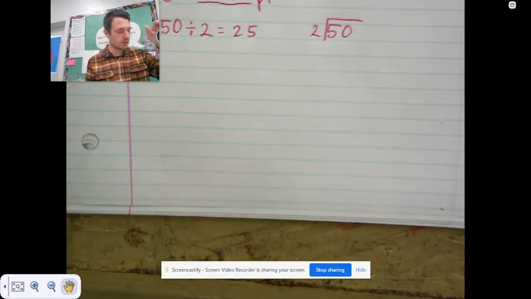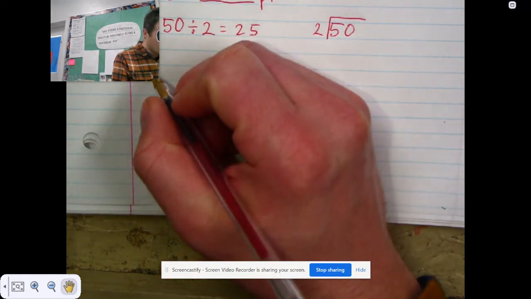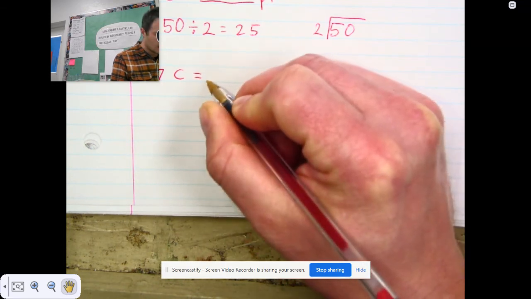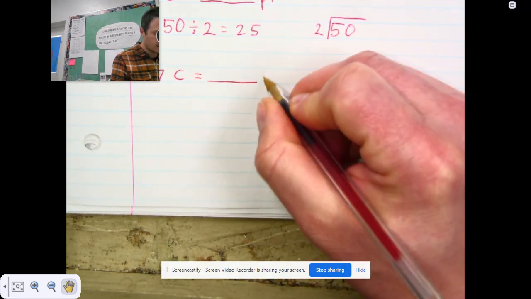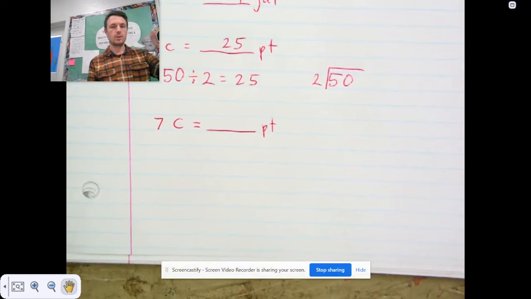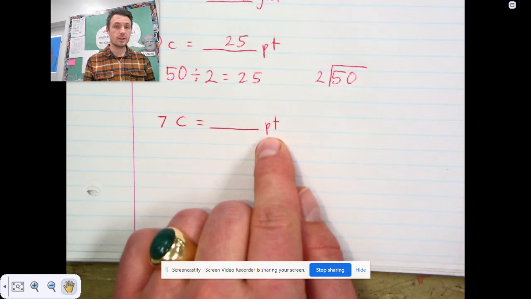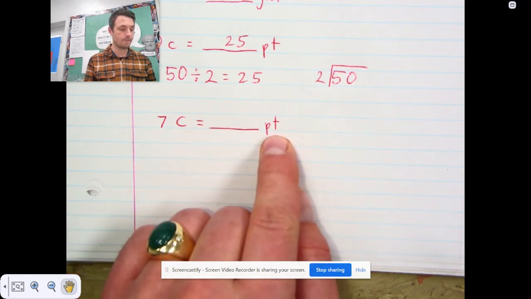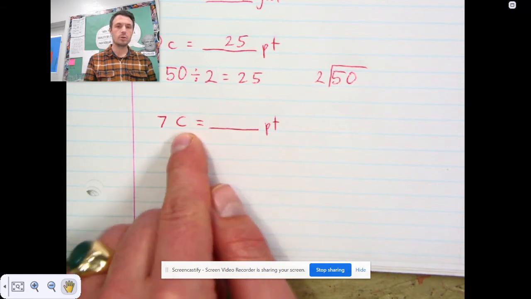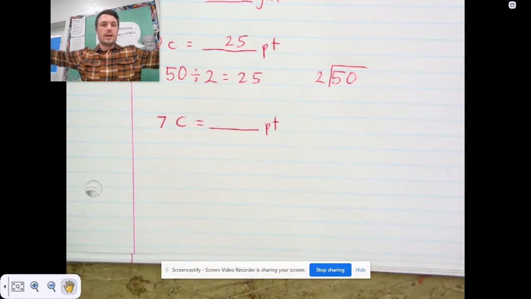Let's do a couple more examples together before I give you some independent practice. Let's say we have 7 cups and we want to know how many pints that is. 7 cups. We're converting from cups to pints. So what's bigger, cups or pints? Well, there's 2 cups in every pint, so that means cups are smaller. So we're going from a smaller unit to a larger unit, so we divide.